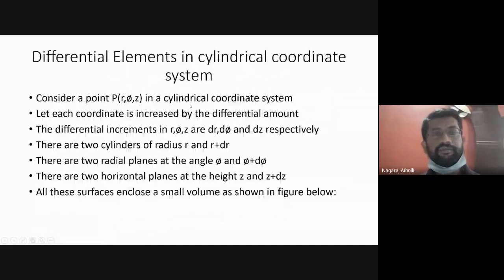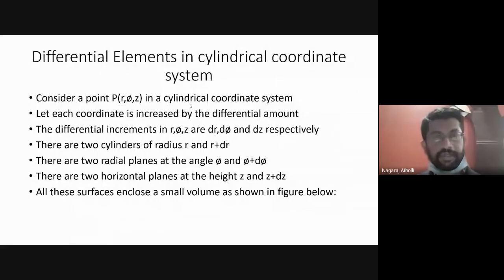Next, differential elements in the cylindrical coordinate system. We have dealt with the differential elements in the Cartesian coordinate system, is it not? First we had the xyz axes, then we increased x to x plus dx, y to y plus dy, and z to z plus dz, correct? Similarly here, if we increase r, phi and z by certain incremental values, then what will be the shape that we are going to get and how are we going to analyze that? That we are going to see here.